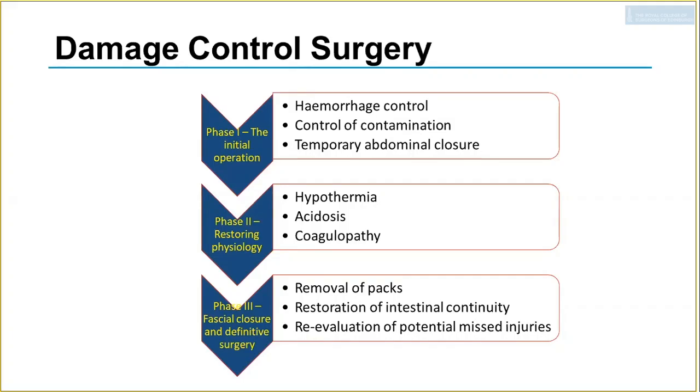So you have three stages of damage control. You have phase one, initial control of bleeding and contamination. Phase two, fix the physiology. Phase three, fix the patient.